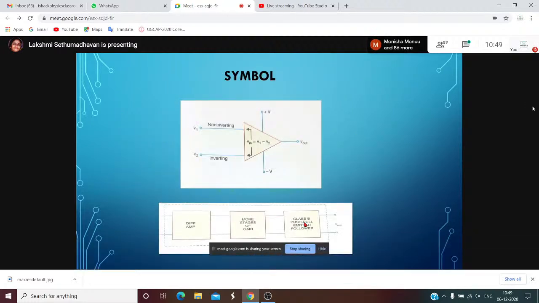Hope you remember what a class B amplifier is. Class B means you will get an output only for half a cycle of the input. So if it is in a push-pull arrangement, then the first half cycle will be given by one transistor and the complementary transistor will give you the other half cycle, so that you will get an efficient output.